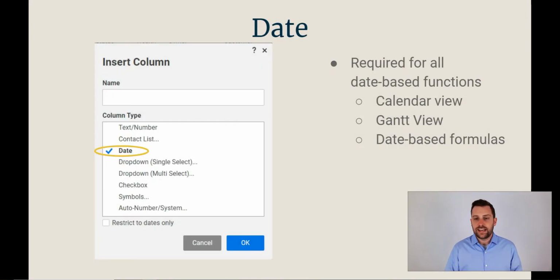Next up is the date column. It's required for any date-based function like calendar view, Gantt view, or if you want date-based formulas. Say, for example, you want a formula that's always going to show today's date. You would say equals today, parenthesis, close parenthesis. That formula will only work in a date column.